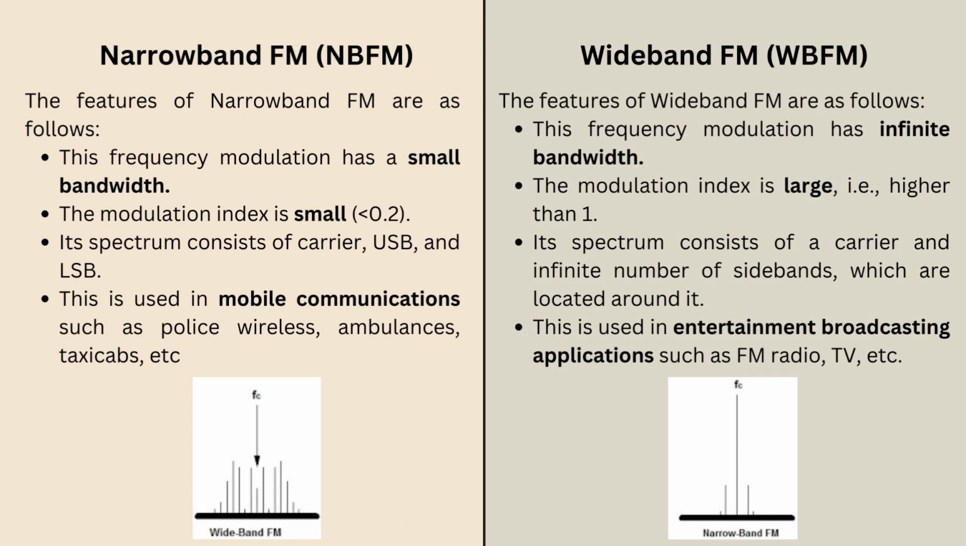For narrowband FM, the frequency modulation has a small bandwidth and the modulation index is small. The frequency spectrum of narrowband consists of a carrier, upper sideband and lower sideband. This is used in mobile communication such as police, wireless, ambulance, taxi cab, and so on.